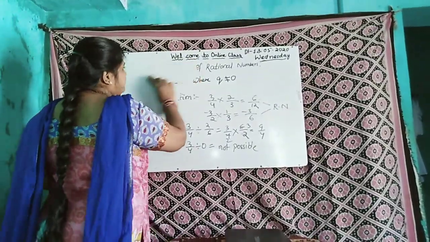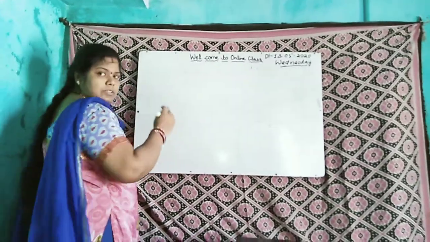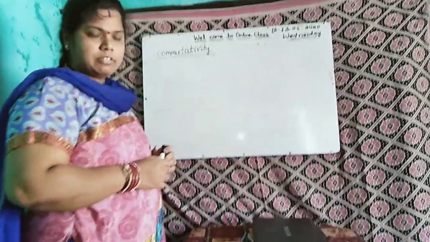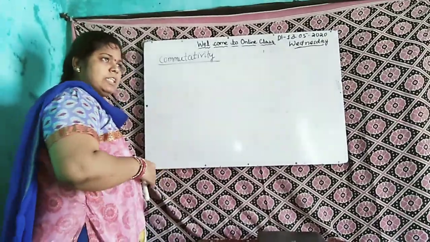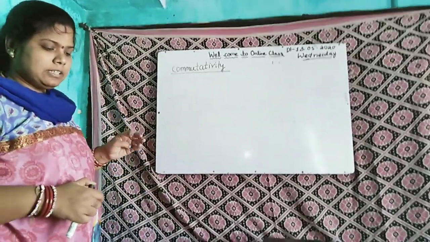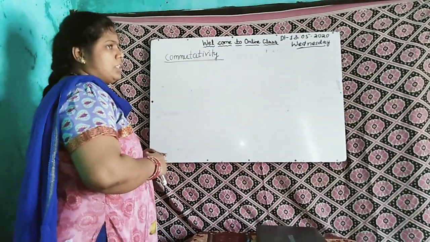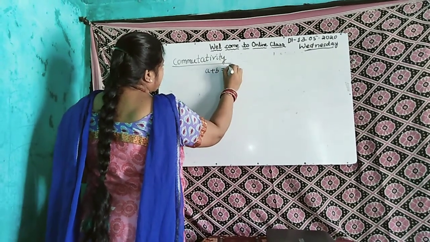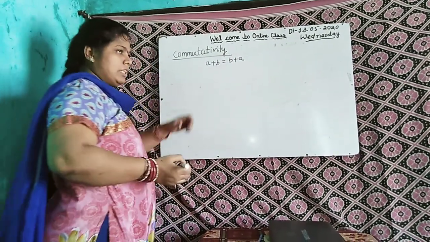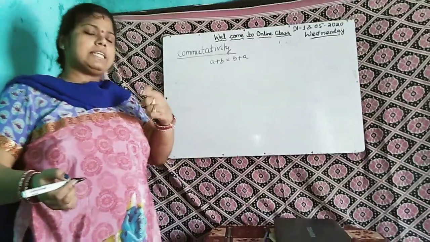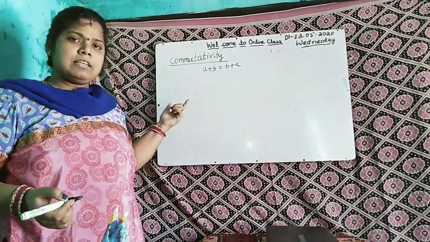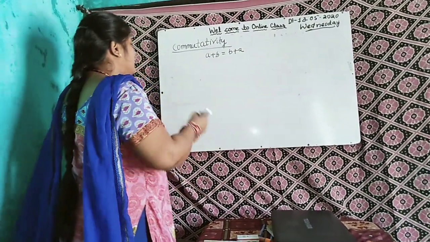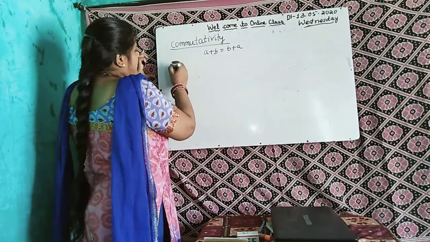So next, now we study the commutative property. The same thing we check for whole numbers, then integers, then rational numbers. So what is commutative? The commutative property means a plus b is equal to b plus a. When we interchange the numbers, if we get the same answer, then that satisfies the commutative property, otherwise not. So for the commutative property, take any two numbers. First we check the whole numbers.